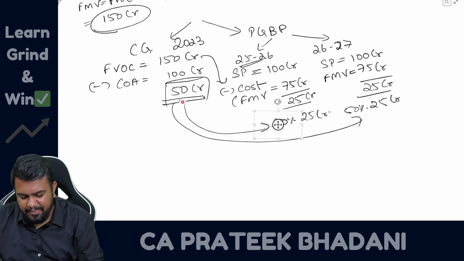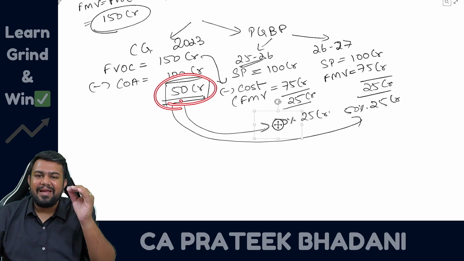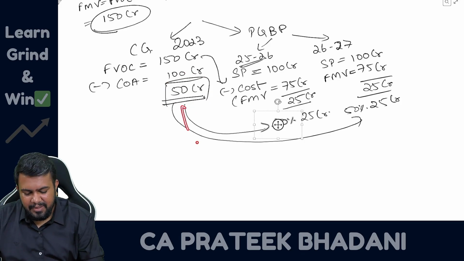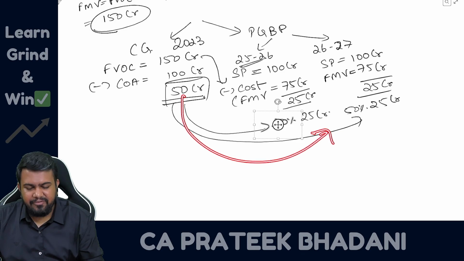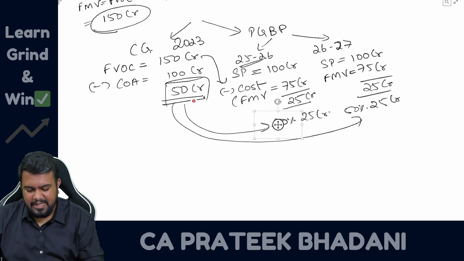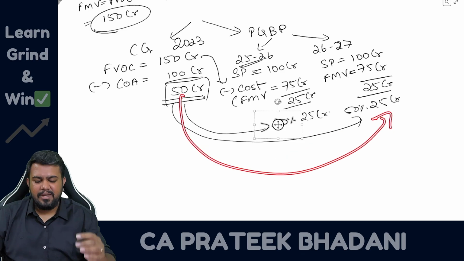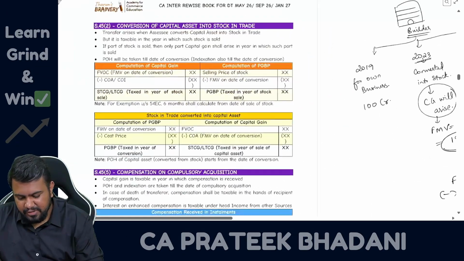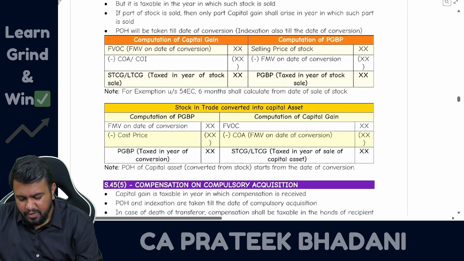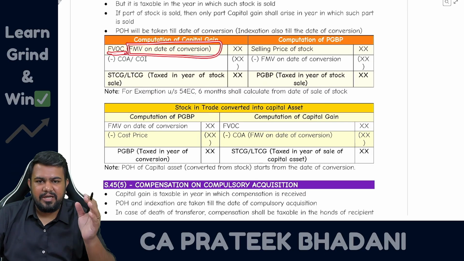Similarly, although the capital gain had arisen in 2023, it will be taxed in the year in which the stock is sold. So 50% of the capital gain will be taxable in 25-26, and the balance 50% will be taxable in 26-27. You get my point? I have given this here also in the form of a table. So whenever there is conversion, you have to take the full value of consideration as the fair market value as on the date of conversion.